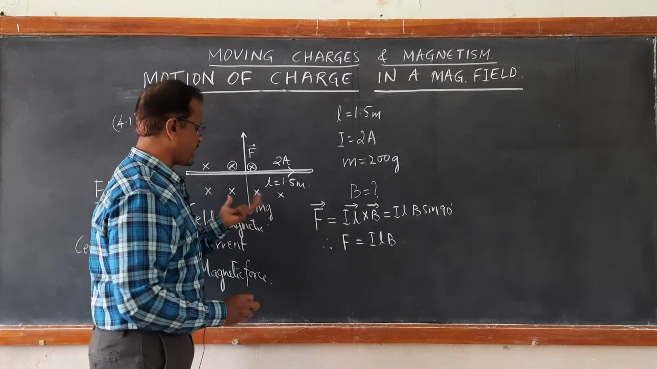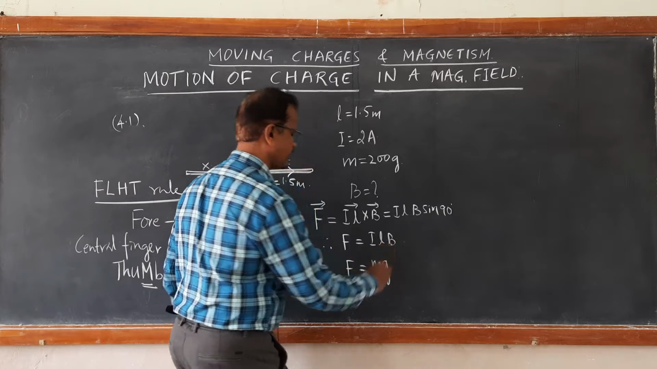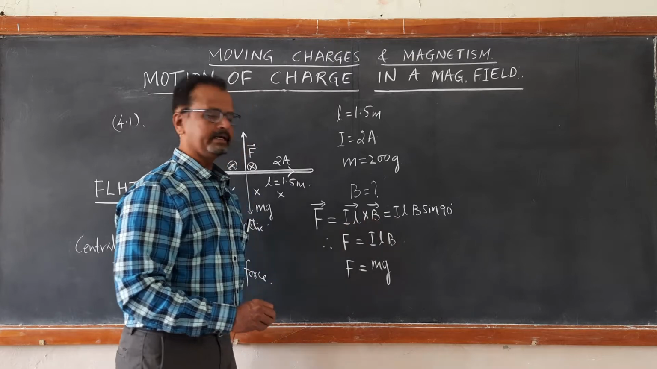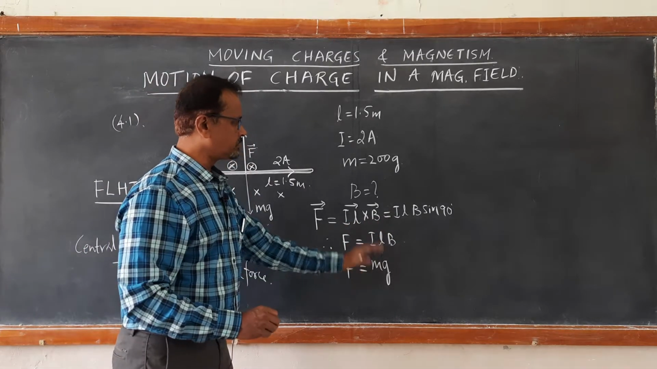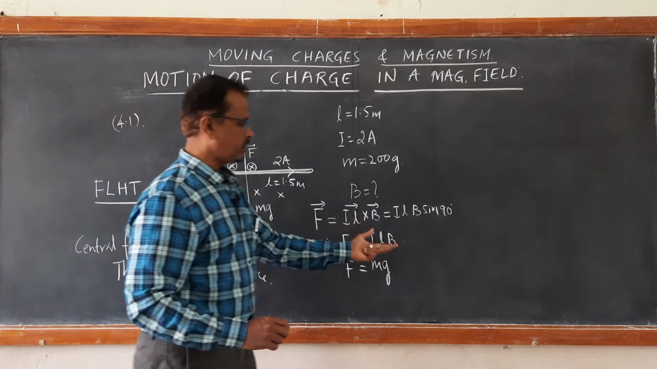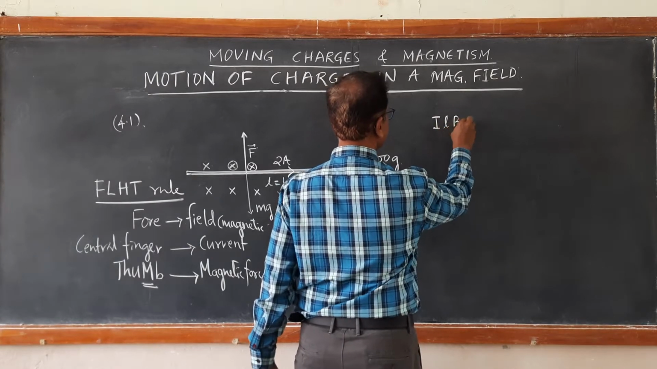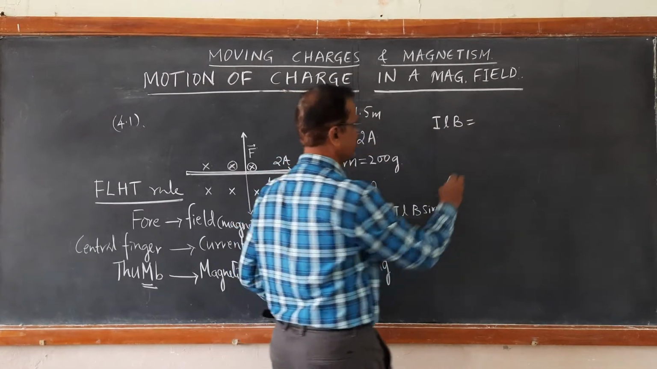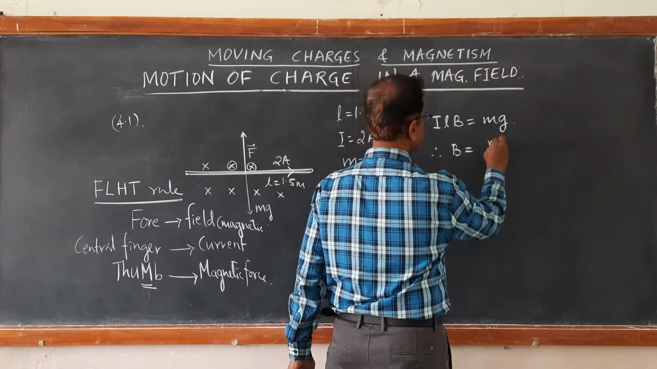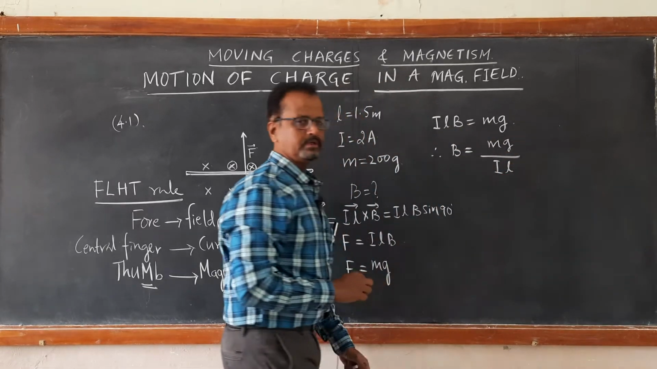Now this F should be balancing the weight. The weight of a body is given by mg. Therefore we get the equation mg equals ILB, or ILB equals mg. Using this we can very easily get the value of the magnetic field. Therefore ILB, the magnetic force, balances the weight mg. Therefore B is equal to mg upon IL. Very simple. Just substitute the values.